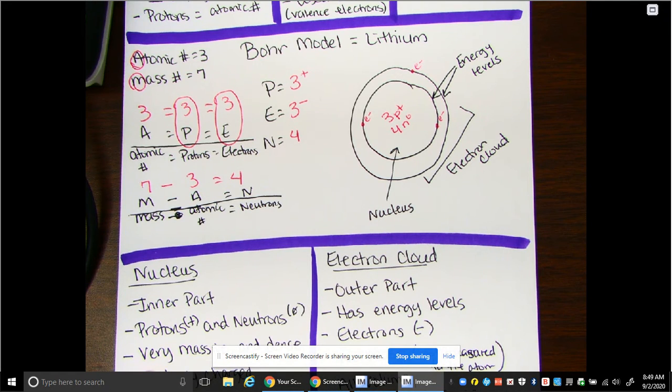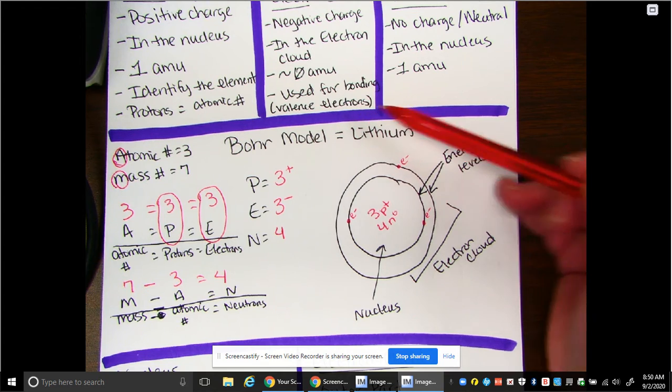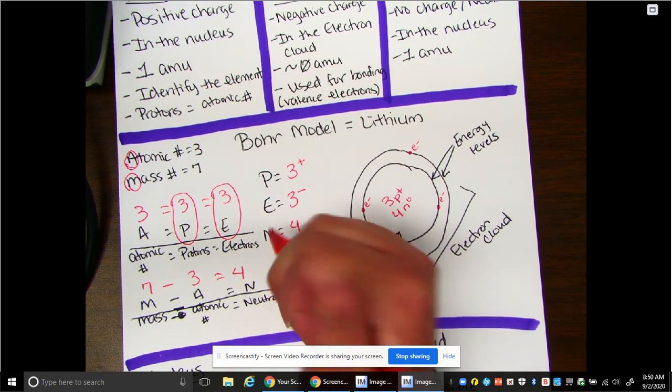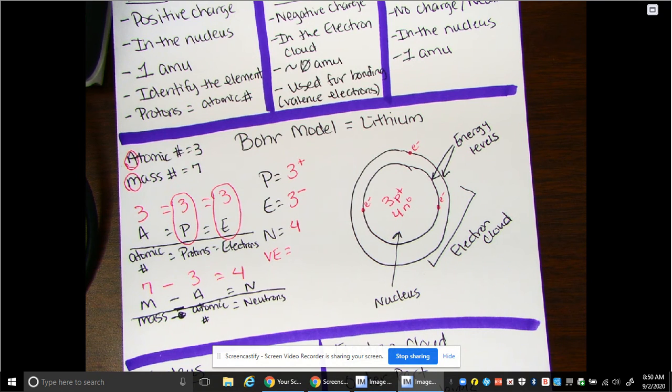It's done. Okay. One thing I want to bring up is valence electrons. I mentioned it up here, right? Used for bonding, valence electrons, okay? They also tell you reactivity, how these elements react when they bond. Some of them are very, very reactive, and some of them are not reactive at all. And so I'm going to write here, V, valence electrons.